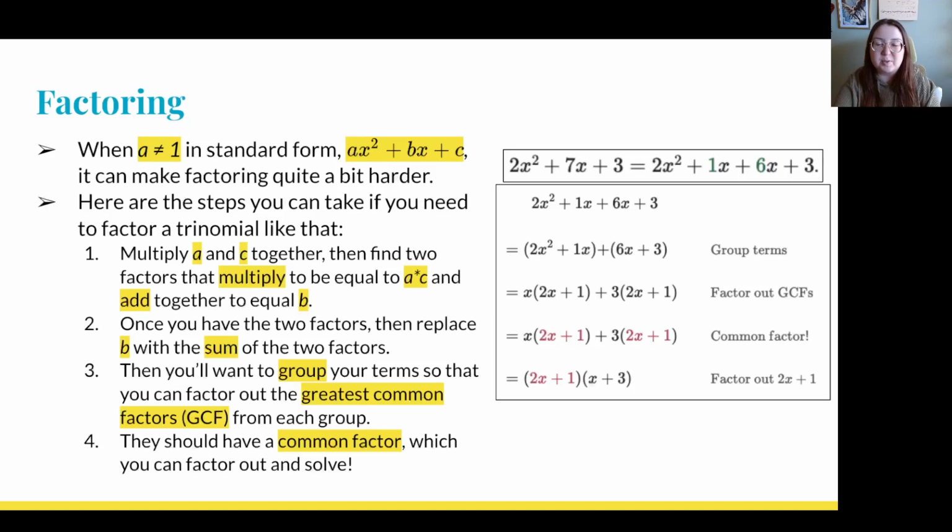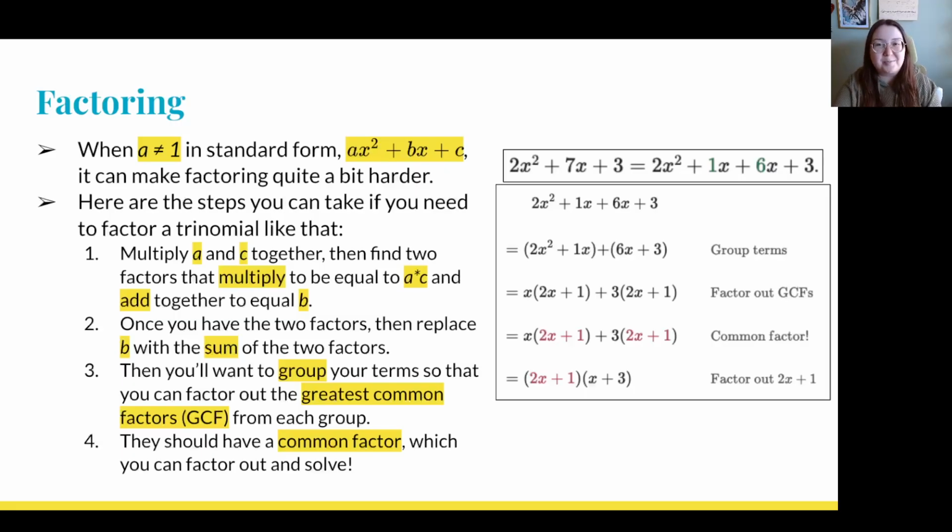So step 2 is once you have your two factors, you replace b with the sum of the two factors that you just found. So for our case, this would be 1 and 6. So instead of writing 7x, we're going to write plus 1x plus 6x. Once you have the two factors, you're then going to replace, step 2.